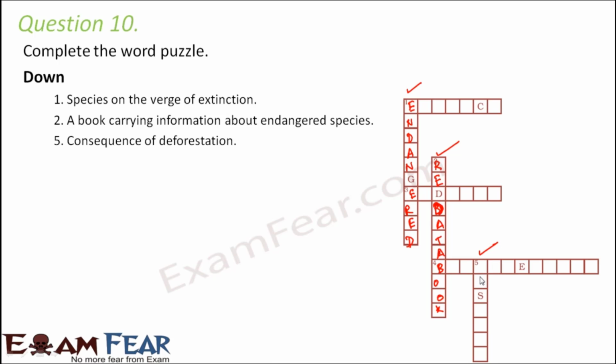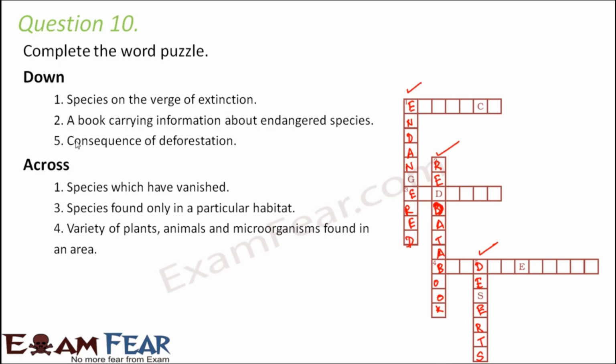5. Consequence of deforestation. One of the consequences of deforestation, where you have the third letter as S. Due to deforestation, soil erosion can take place. So the water retaining capacity of the soil reduces. Gradually the soil fertility goes off, and as a result the fertile land gets converted into deserts. That is called desertification. So desertification is a consequence of deforestation. So this will be desert.